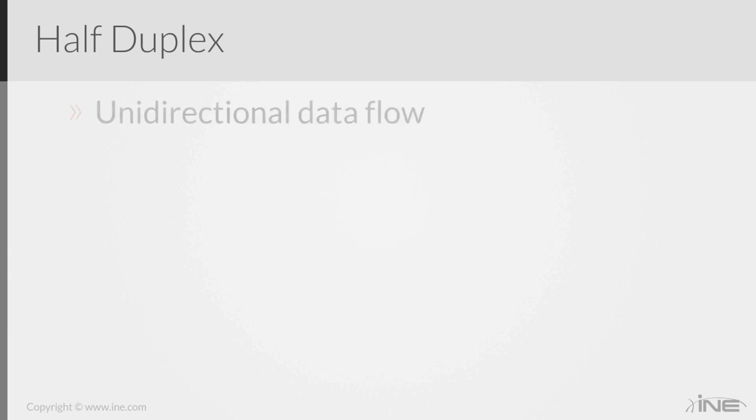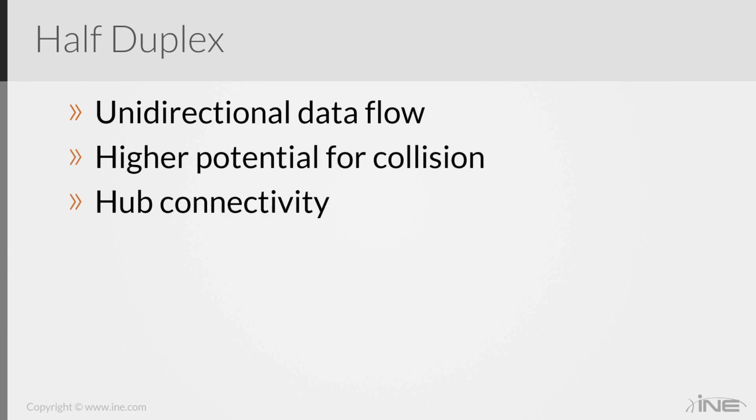So when it comes to half duplex, it's a unidirectional data flow. Typically this had a higher potential for collision, and it's a hub type of connectivity. Normally you would see half duplex communication in a hub environment because you couldn't receive while things were being sent.